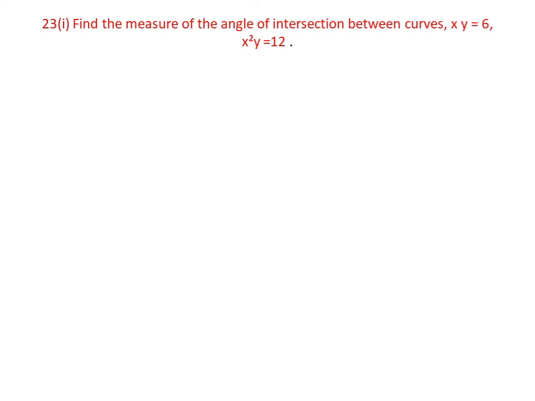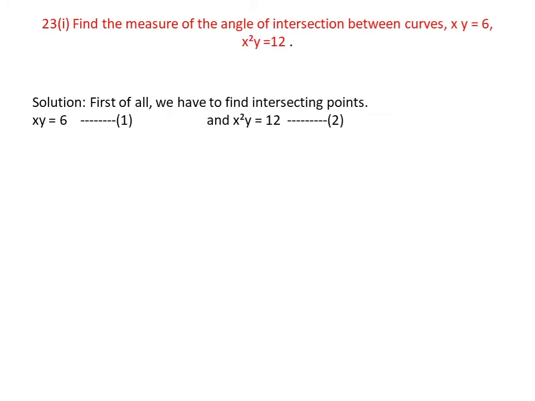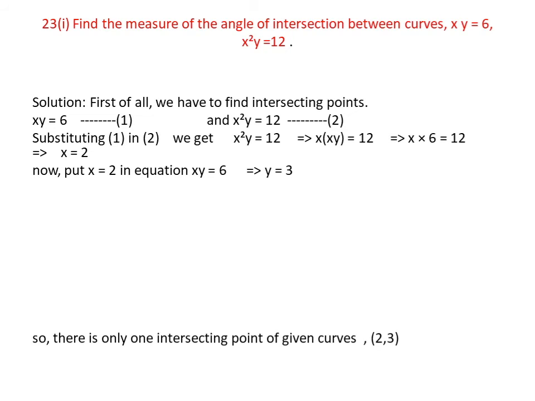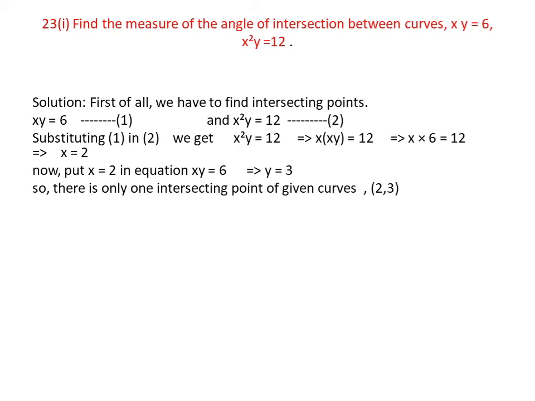Now the third question which I am taking up is, find the measure of the angle of intersection between the curves, that is xy equals 6 and x square y equals 12. In this also, the first aim is going to be to find the points of intersection. I put the first equation in the second one to get the value of x as 2. When I put the value of x as 2 in the first equation, I get the corresponding value of y as 3. So I have got my point of intersection, that is (2, 3).